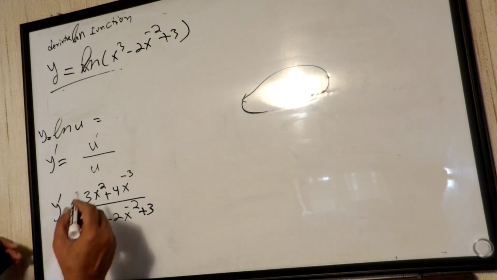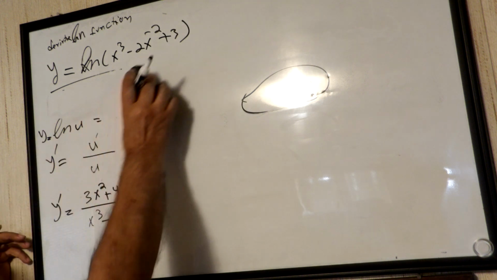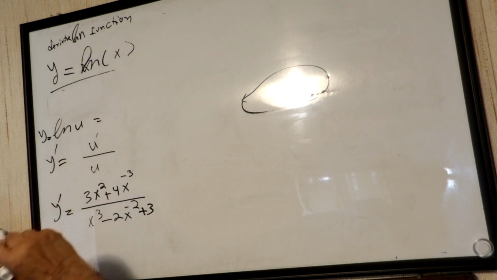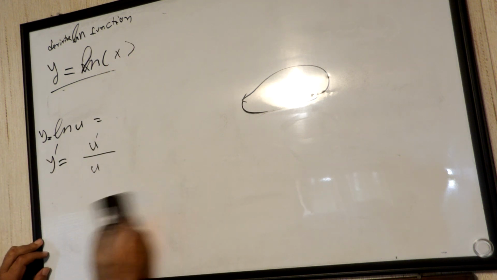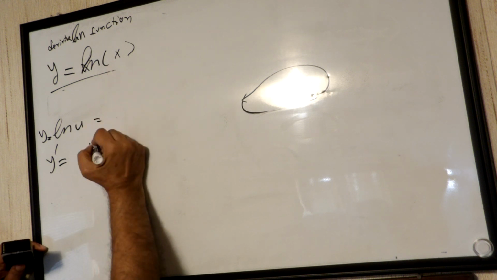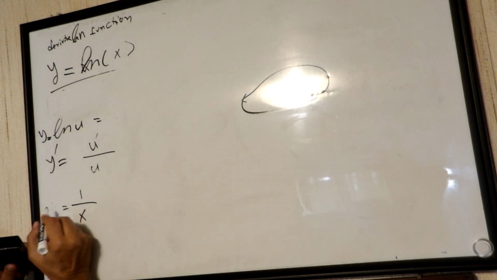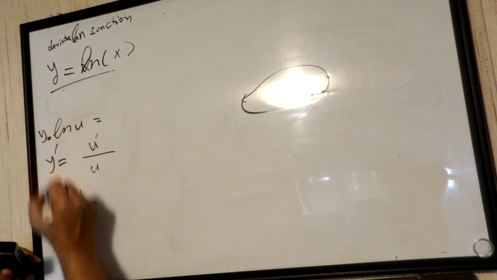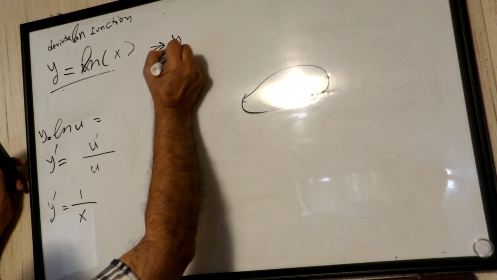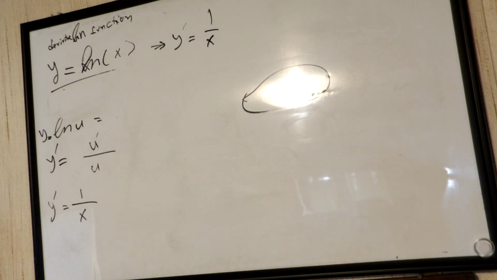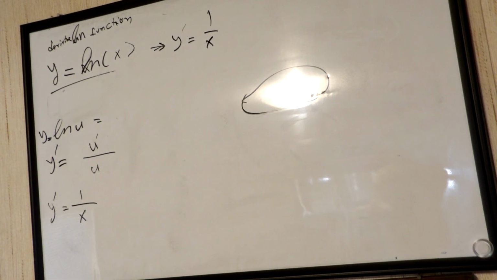See why we say ln x. What is going to be the derivative of ln x? u is x, so u prime is going to be 1, and you write the x, 1 over x. So the derivative of this one, y prime, is going to be 1 over x. That's why we always say the derivative of the natural logarithm of x is 1 over x.